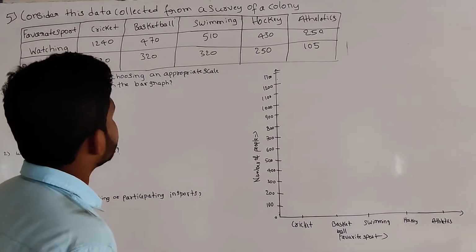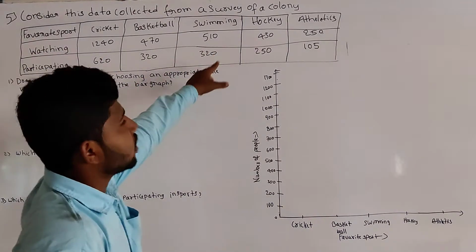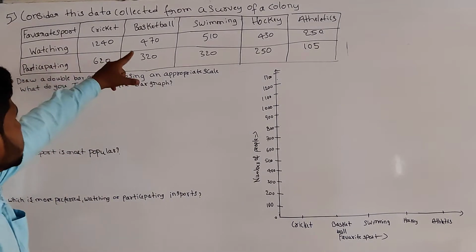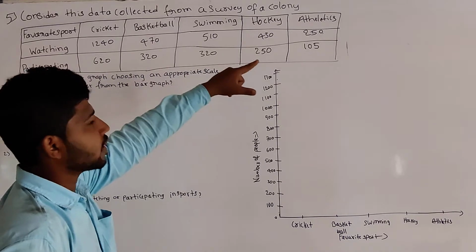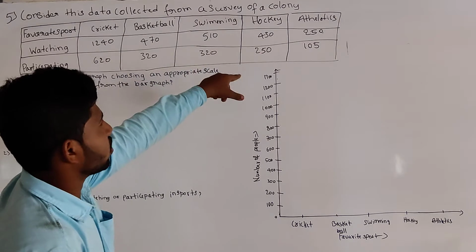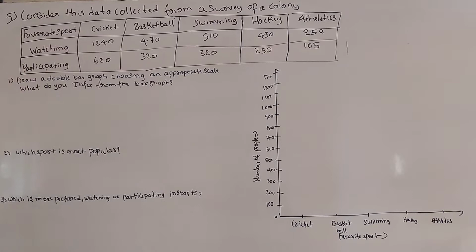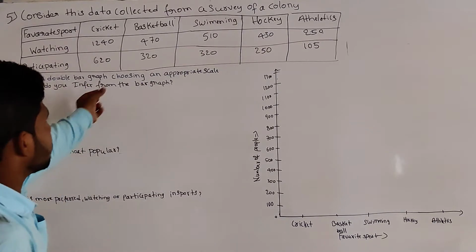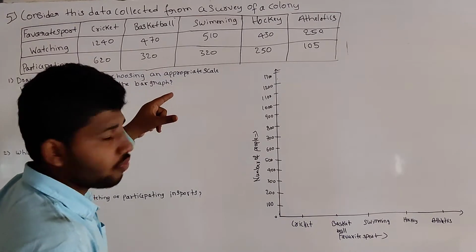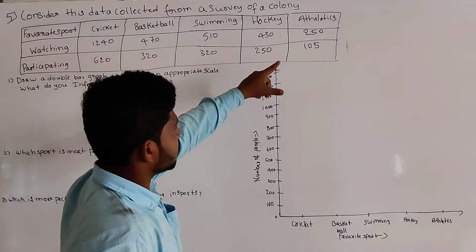Consider the data collected from a survey of a colony. Look at the data. Favorite sports: cricket, basketball, swimming, hockey, and athletics. The number of people watching cricket is 1240, basketball 470, swimming 510, hockey 430, and athletics 250.